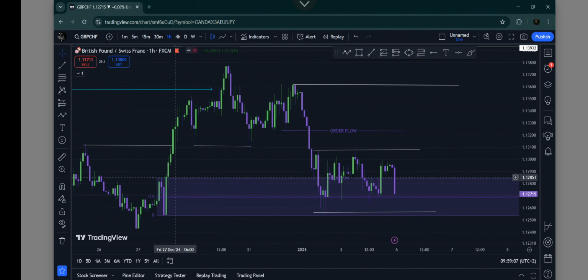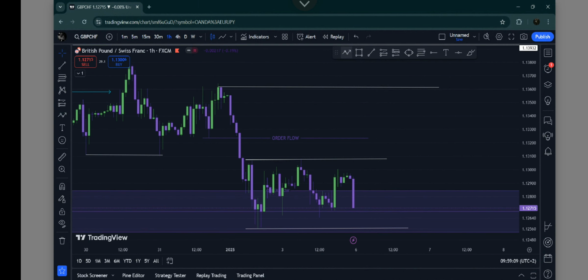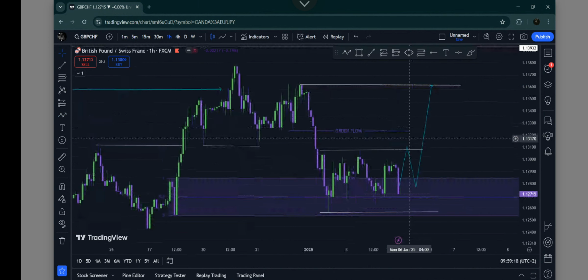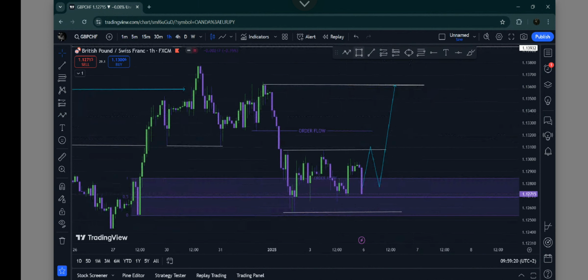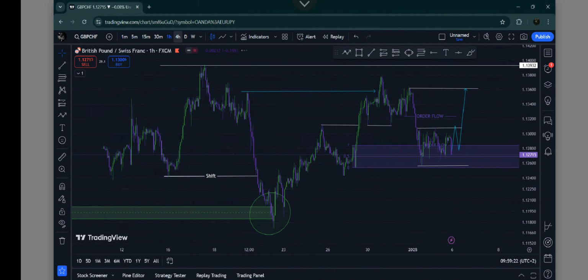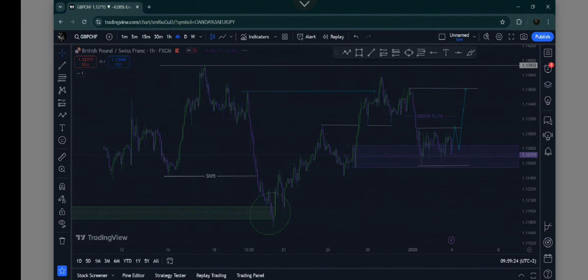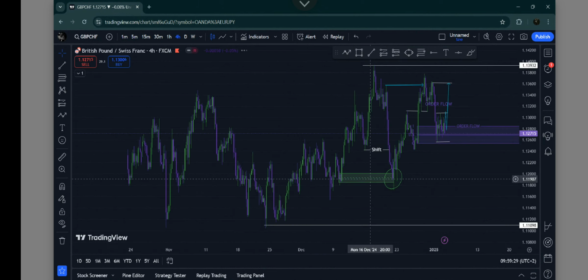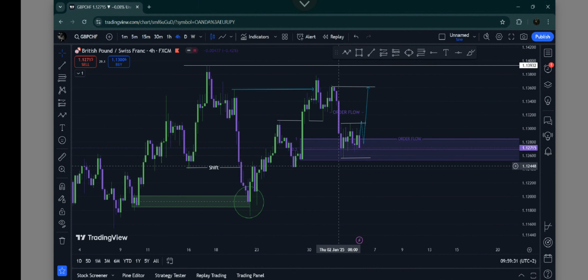Since it reacted from this order flow, what I'm looking for is a sweep of liquidity, maybe above here, then a retest to take price maybe to this immediate high. Or if I get another confirmation, I could look to take price by the 4 hour swing high, which we had aimed for in the previous week. And I would love for price to sweep below this liquidity here, on a lower time frame.